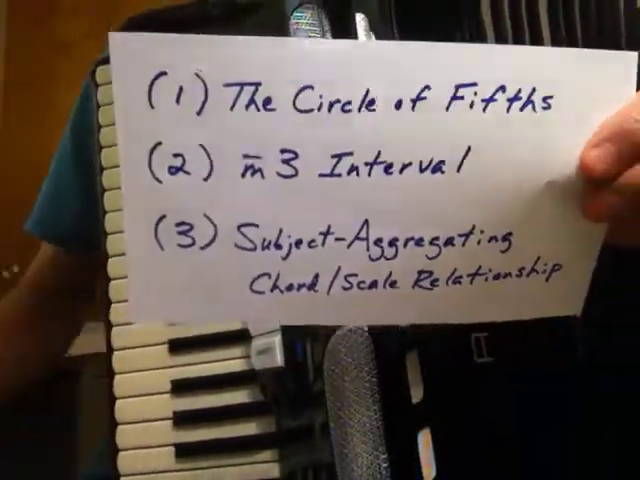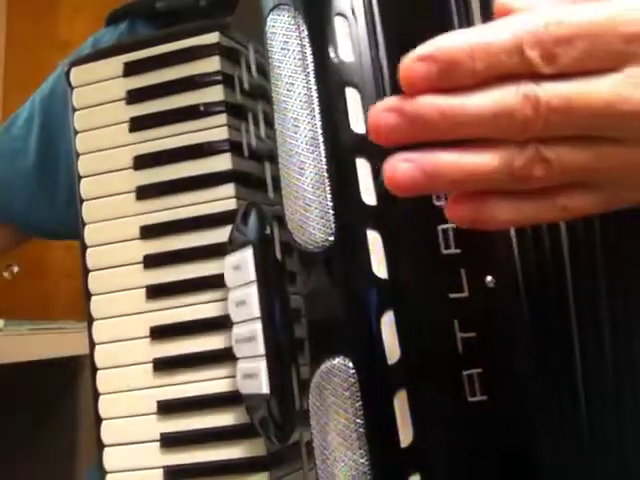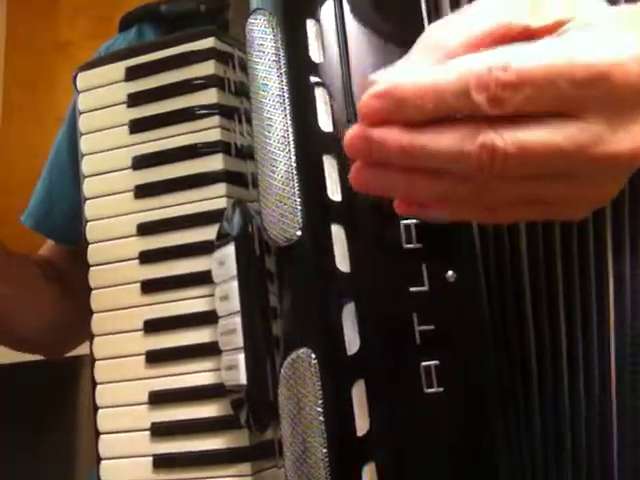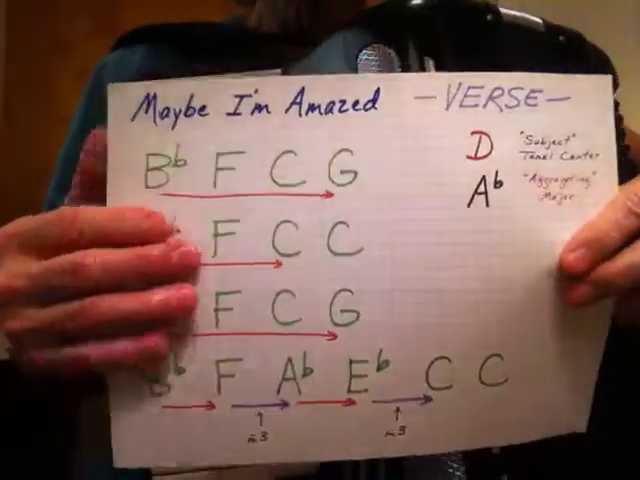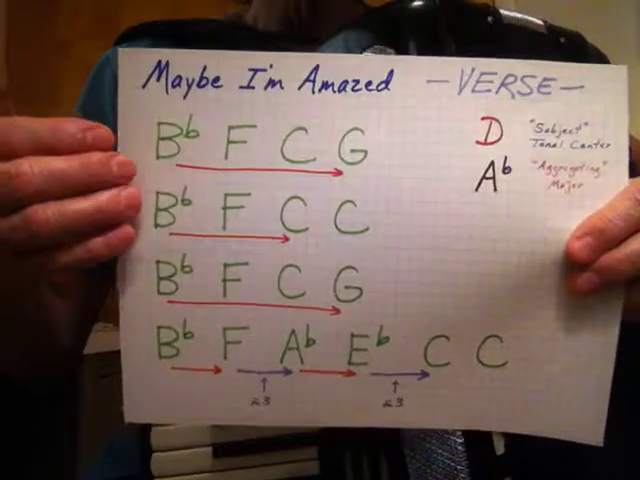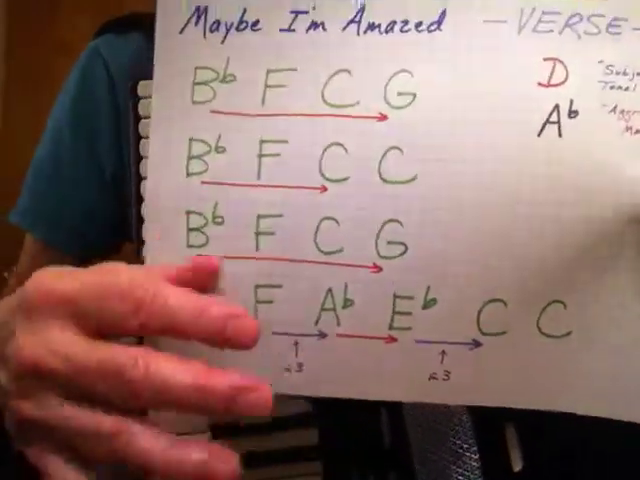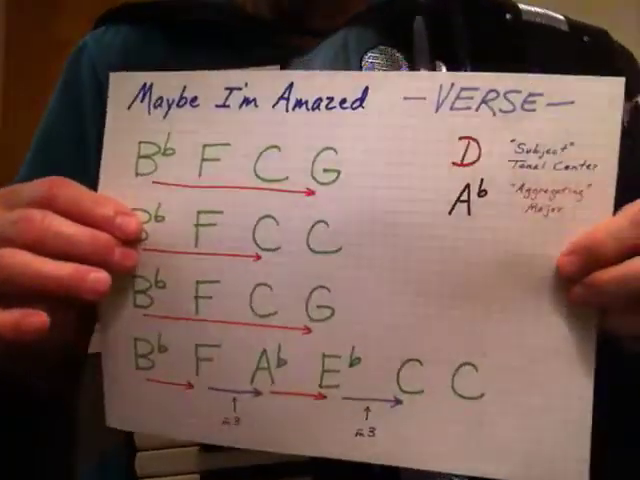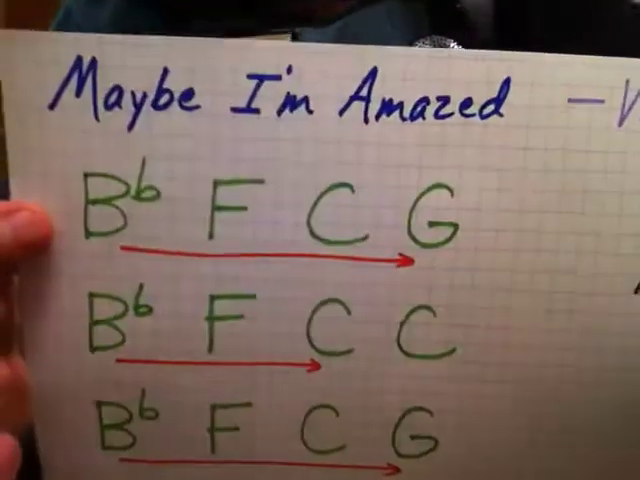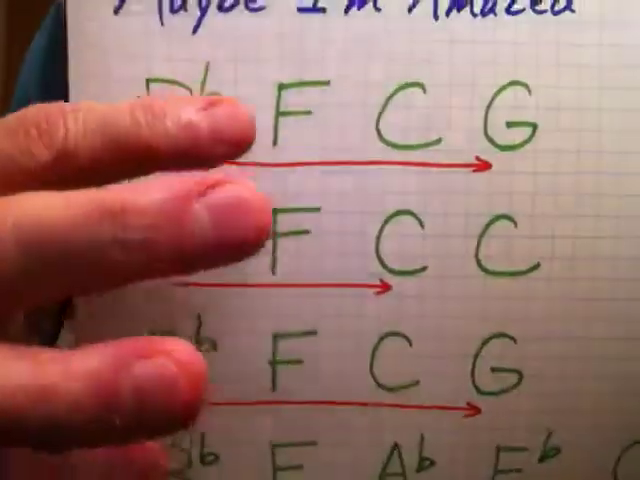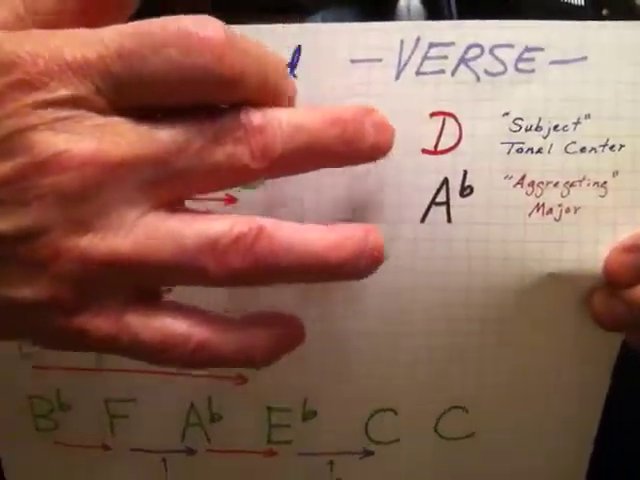This song is actually not only an example of the concepts that I've been presenting, but it is written, it is composed of only the things that I talked about. There's nothing else in here other than what I have given you in the past, let's say, 5 or 6 videos, or maybe all of my videos, if you include some of my other wacky ideas. But this song is composed almost entirely of my concepts, my perspective. The circle of fifths, minor third, aggregating chord, your aggregating major in this case of your tonal center.